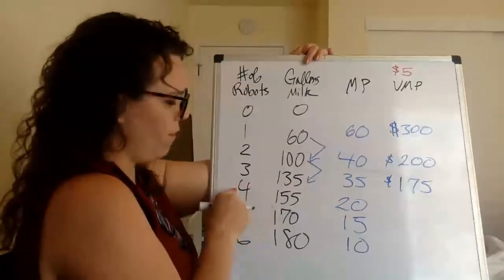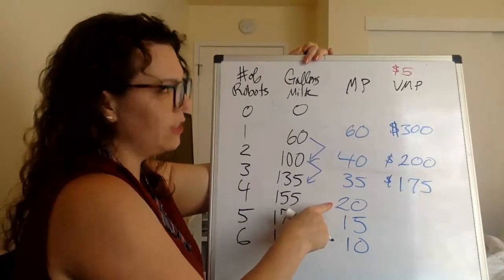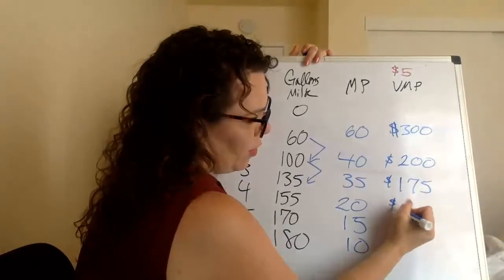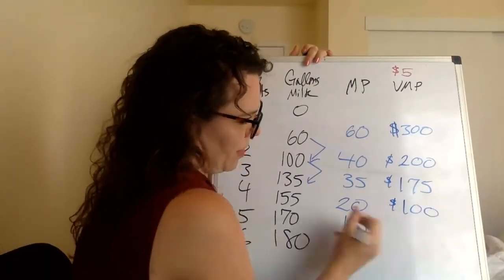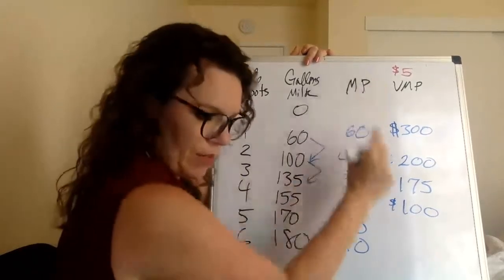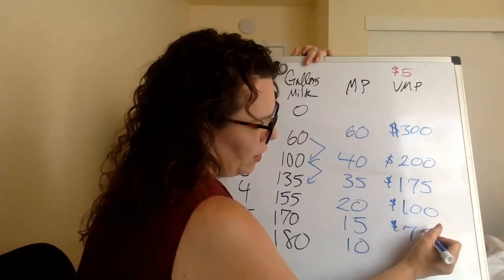And then the fourth robot gives us a marginal product of 20 gallons of milk at $5 a gallon, for a value marginal product of $100. Then the fifth robot gives us 15 gallons of milk, $5 each. That's $75 in value marginal product.